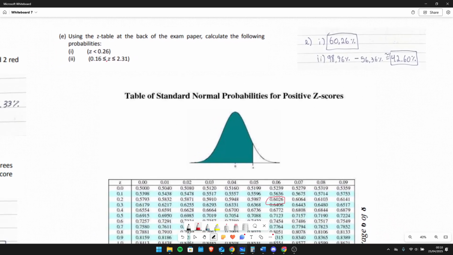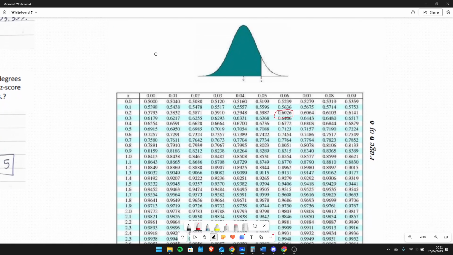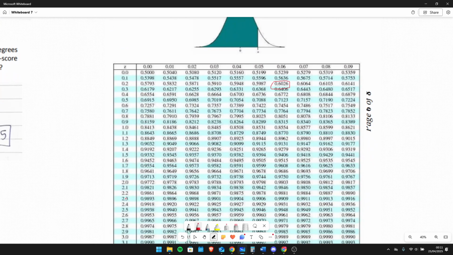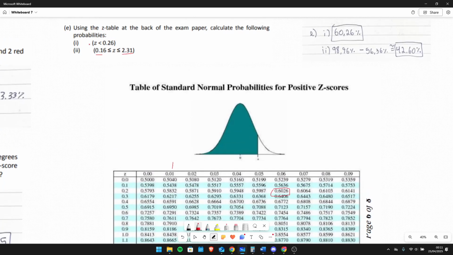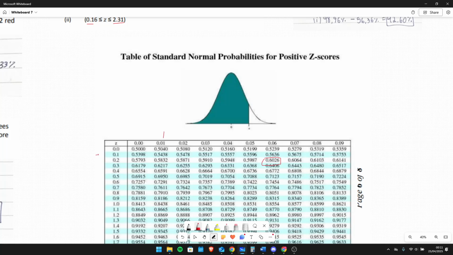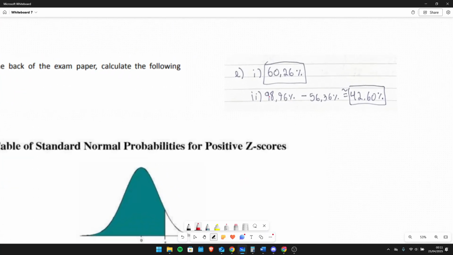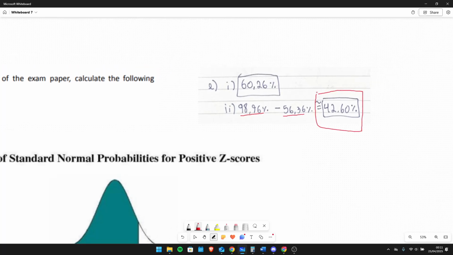And then for the second one, you need to get this first and this later. So 2.31. You go back here, 2.3. Here you go, and then you go here. So this is the one that we are looking for, 0.98. And then you take the 0.16, which would be here and then here. So 56%. You take this 98% and then minus 56%, then you have 42%.